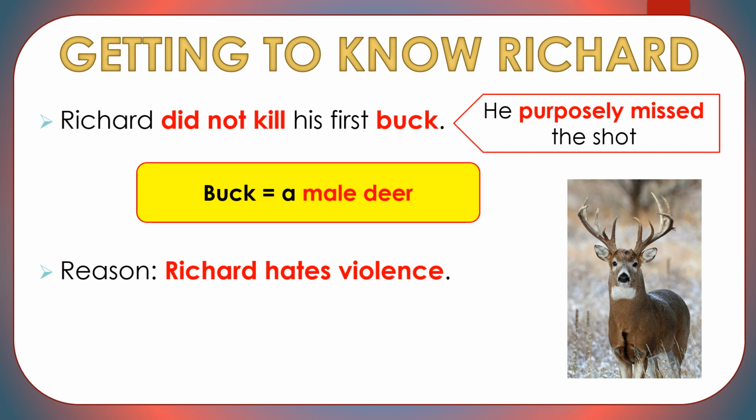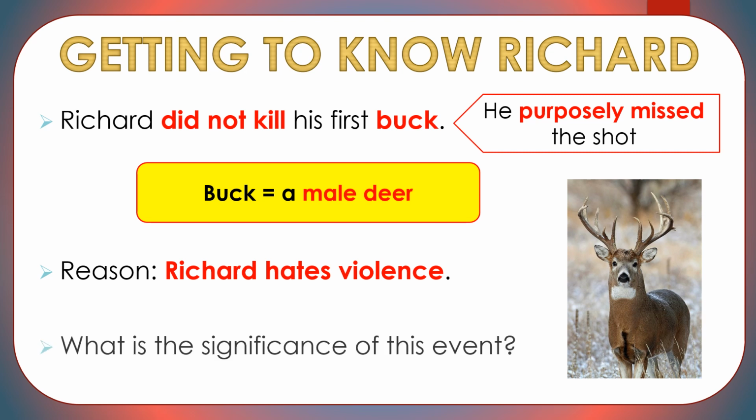When he was still a young boy, he followed the hunting party and he saw his grandfather kill a deer, and his heart bled for it. His heart could not take it. He felt so sad remembering the beautiful deer killed by his grandfather. So looking at this buck, Richard could not kill it. So he purposely missed the shot.